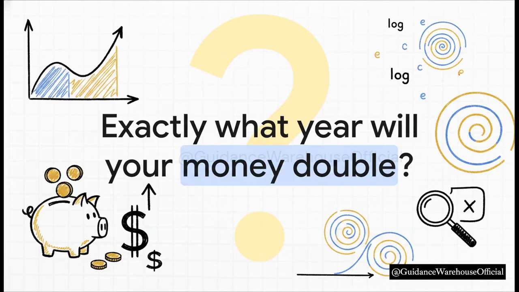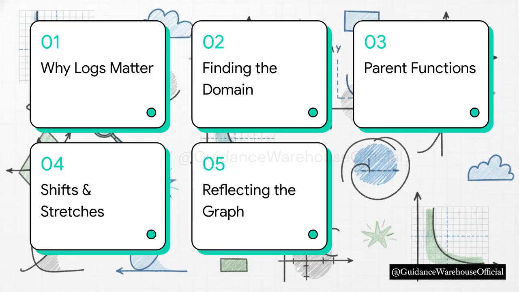Well, you can't solve this with standard exponential functions alone, because your unknown variable is stuck way up in the exponent. To pull it down, to solve for that input when we only know the output, we need the ultimate mathematical tool. Yep, logarithms. By the end of this explainer, you're going to understand exactly how to handle these. We'll be covering why logs matter, finding the domain, parent functions and inverses, shifts and stretches, and reflecting the graph.